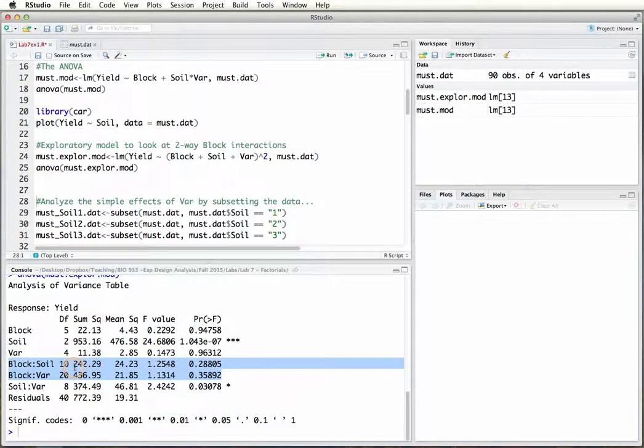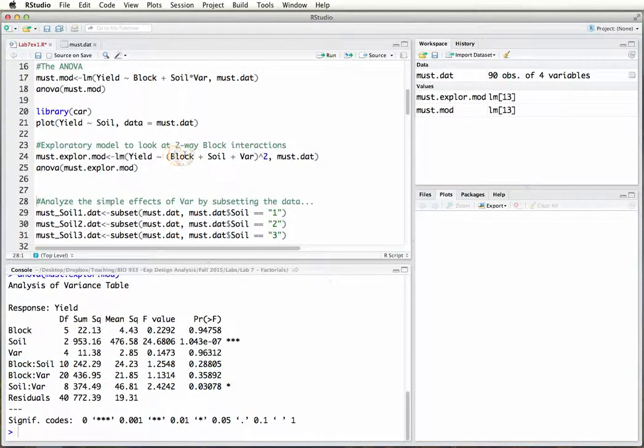This is the kind of thing that, if we didn't have the degrees of freedom, we would have to be probing using a Tukey 1 degree of freedom test. But because we do have the degrees of freedom, so we still have 40 degrees of freedom left in our error, we are able to pull these terms out and take a look at them directly.